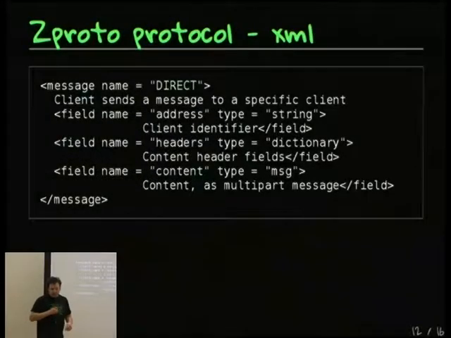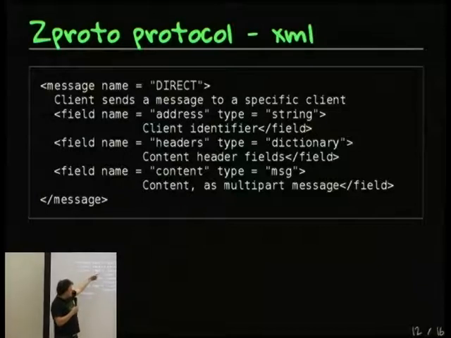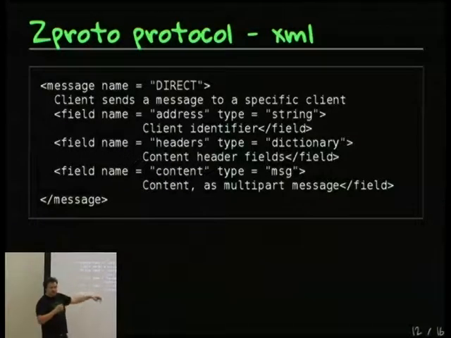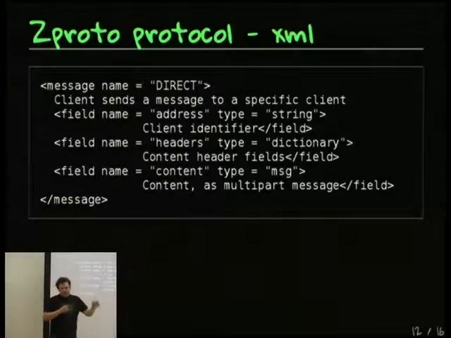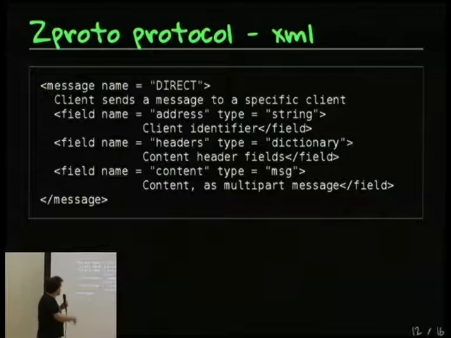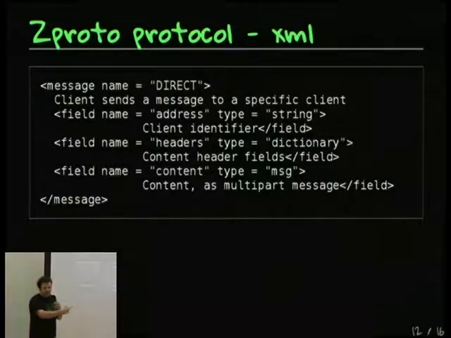So let's take a look at how it works. This is an example of a message that could be described. It has some name and it has some fields. The fields can be either string, or in this case it's a dictionary, so basically a hash table, or it can contain another message. So you can create a message and then put it inside another message, and so on and so on. So this is pretty simple, right? Yeah, pretty obvious what to do.